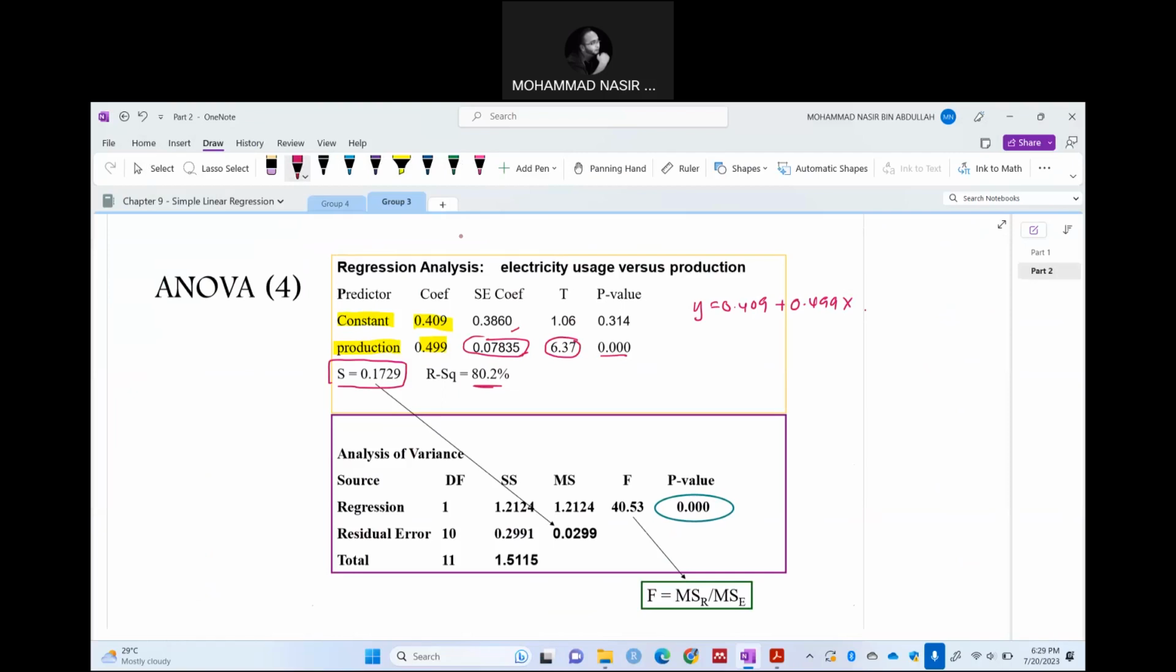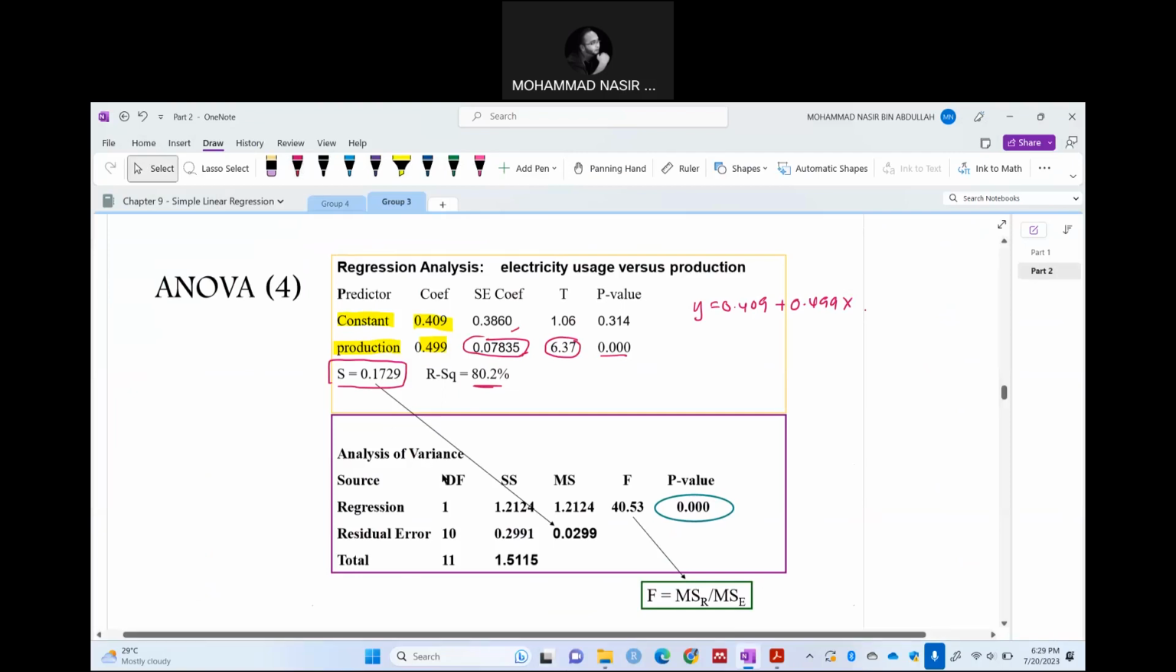And this is our ANOVA table, right? If you compare our ANOVA table and the computer ANOVA table, the difference is the arrangement of the degrees of freedom and sum of square. Other than that, everything else is the same.